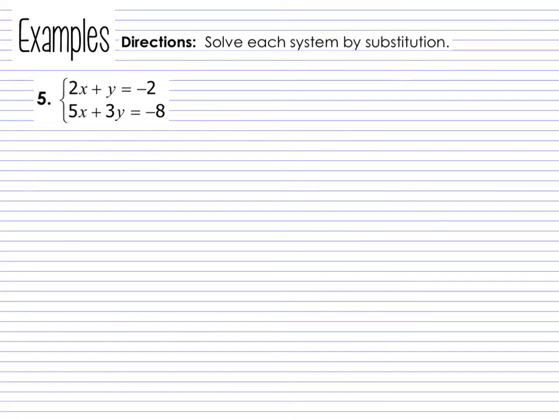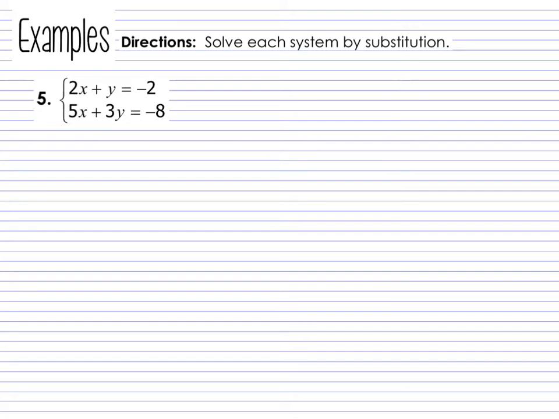All right, here's example 5. Example 5 is a little different because neither equation has a variable that's by itself. In the first equation, we have 2x plus y equals negative 2. So in this case, neither the x nor the y are on a side of the equal sign by itself. And in the second equation, 5x plus 3y equals negative 8, those variables are on the same side as well. So our first step is going to be to take one of those equations and get a variable by itself.